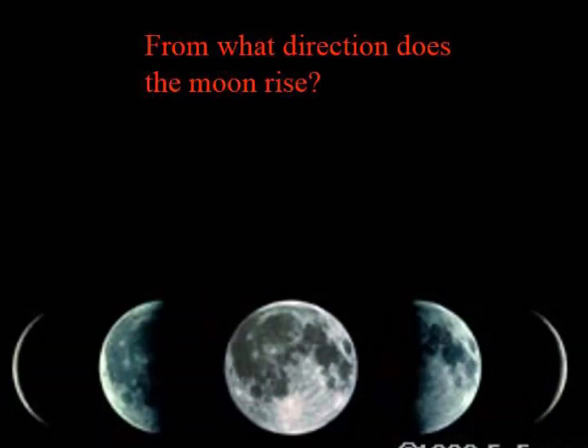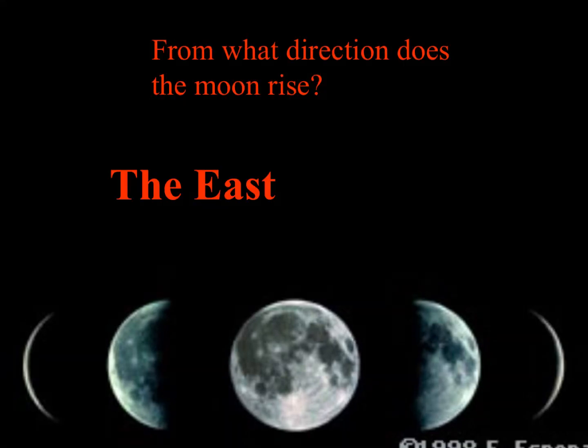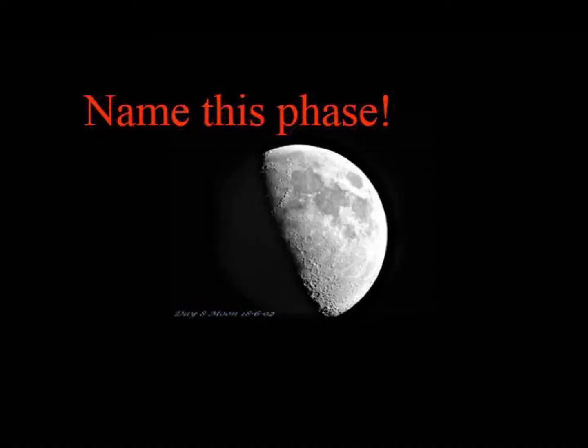From which direction does the moon rise? A hint is that the sun and stars also rise from this direction. Everything we see in our sky rises in the east and sets in the west, since Earth rotates from west to east. What about this phase?